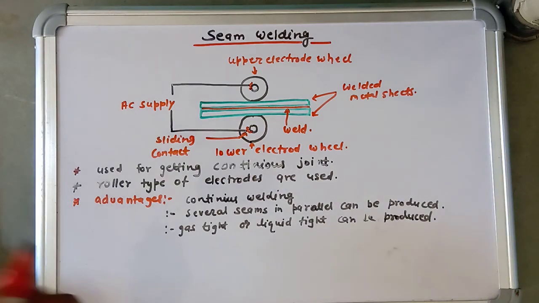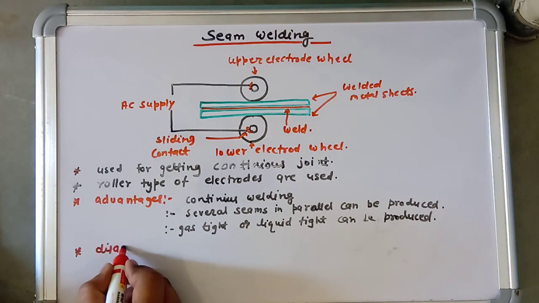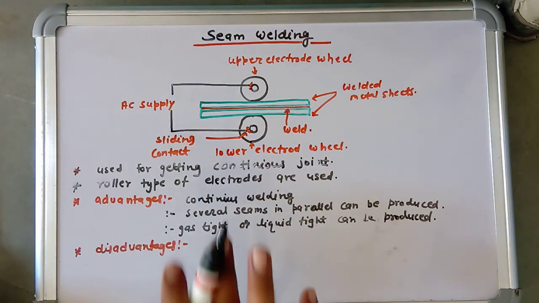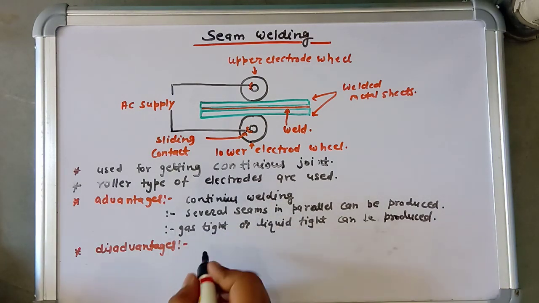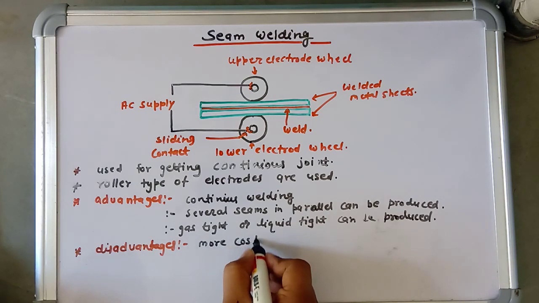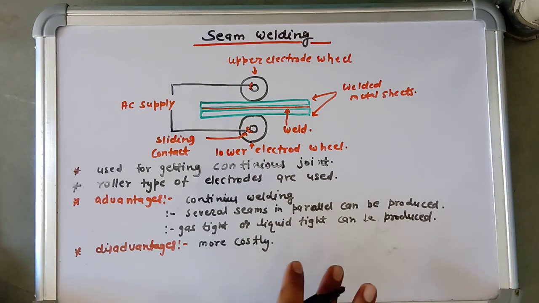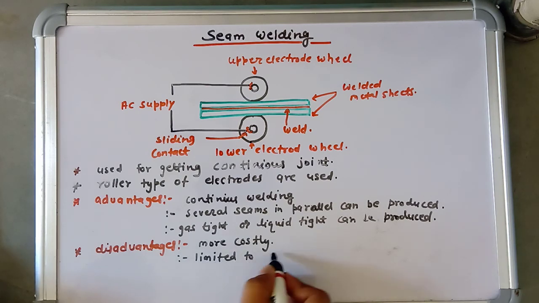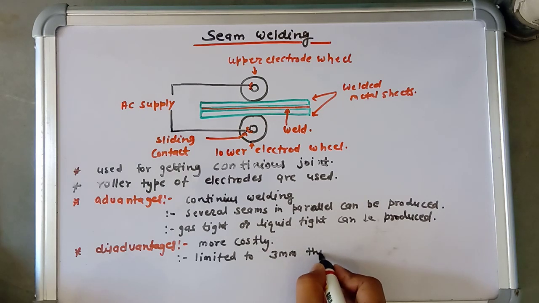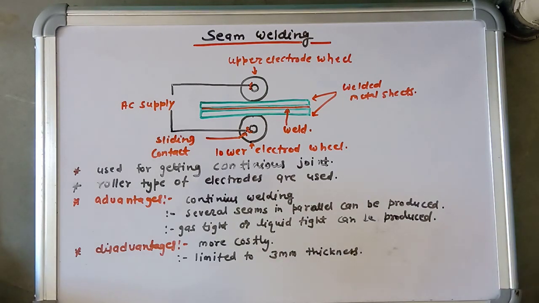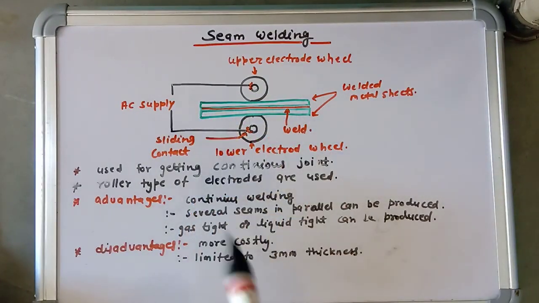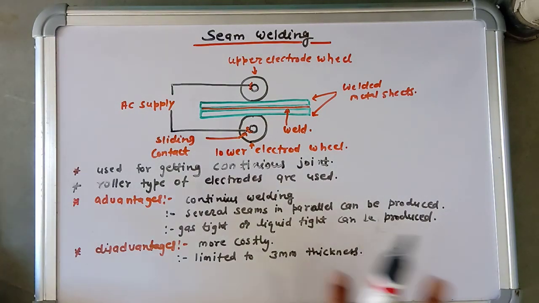Okay, and if we discuss its disadvantages, seam welding sets are more costly than spot welding. It is difficult to weld thickness greater than 3 mm, so it is limited to 3 mm thickness. And welding can be done only along a straight line. We can see that in this welding process the welding is done along a straight line. Okay, so this was our whole procedure of seam welding.